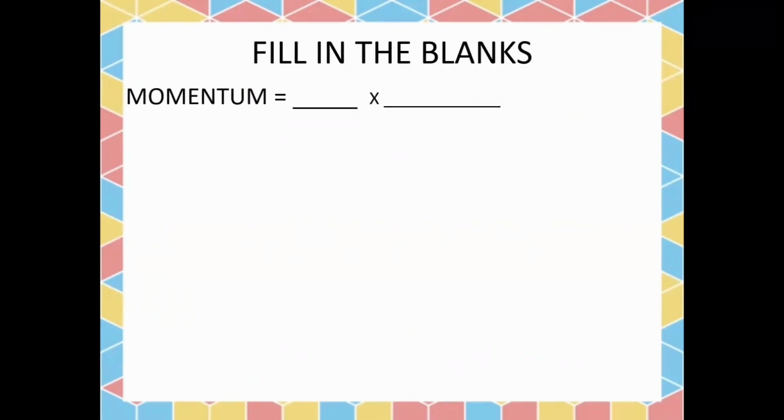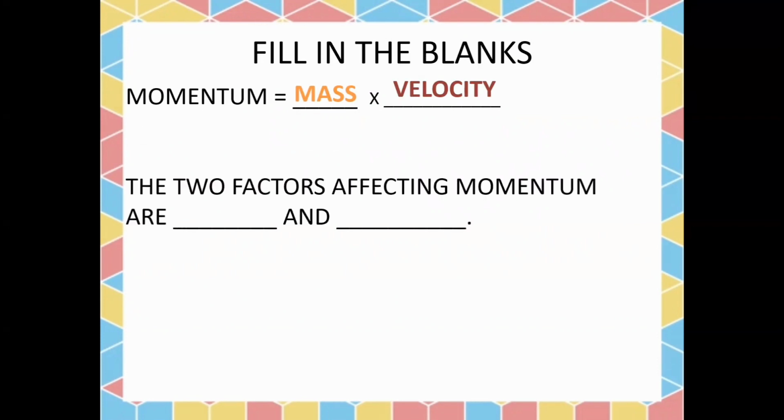Let's summarize the lesson for today by filling the blanks. Momentum is equal to blank times blank. What's your answer? All right, momentum is equal to mass times velocity. The two factors affecting momentum are blank and blank. And your answer? These are both mass and velocity.